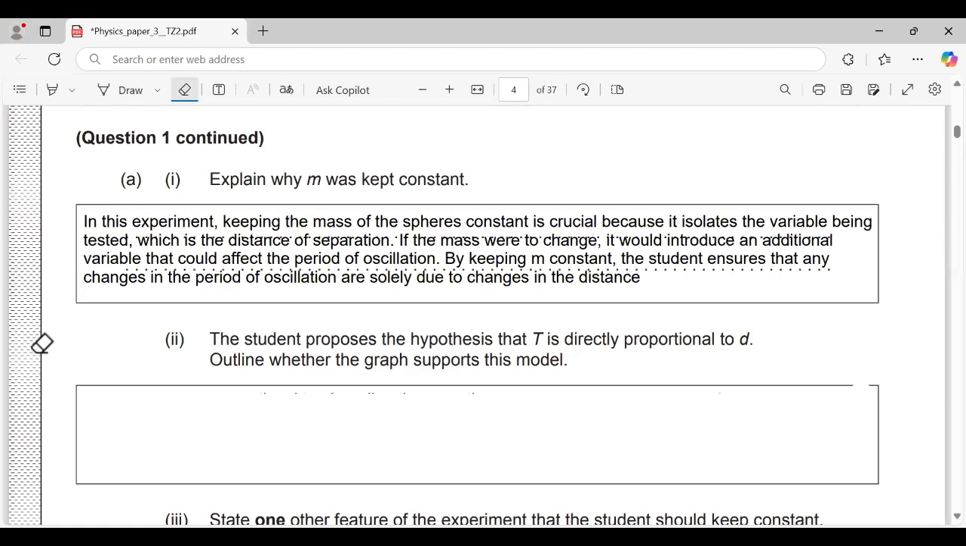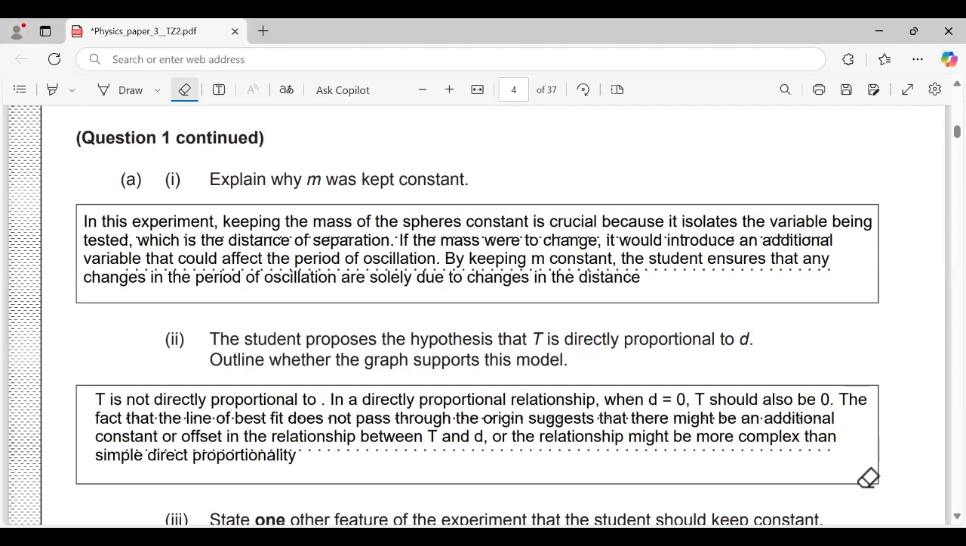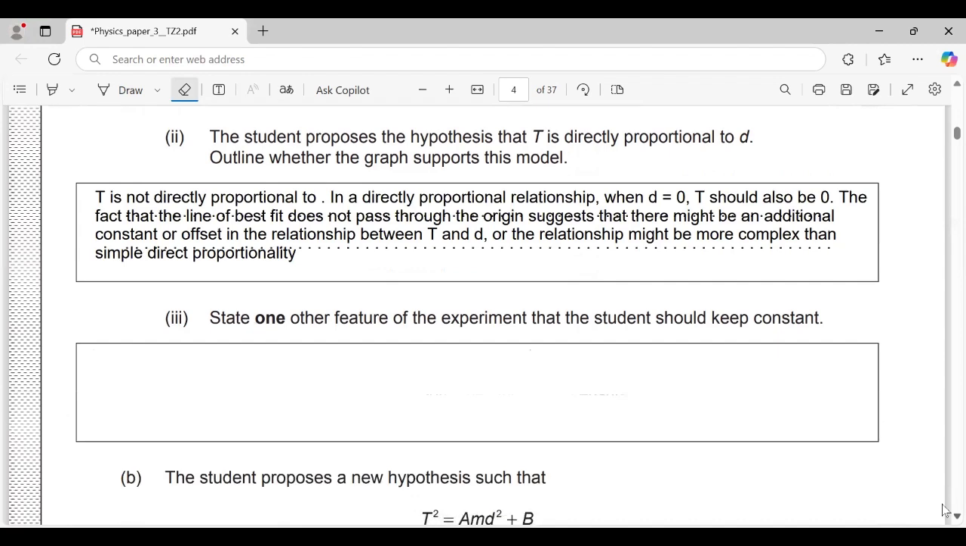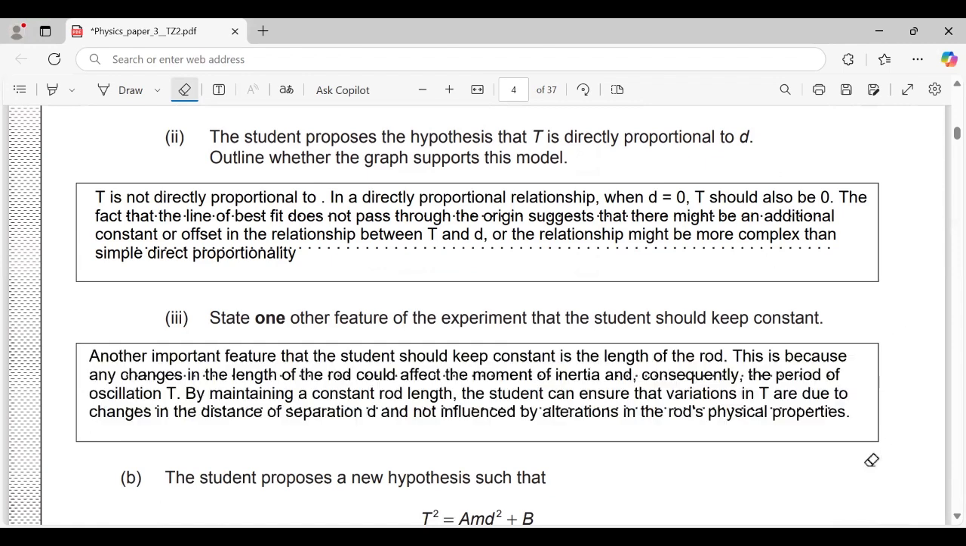And the second one, the student proposes the hypothesis that T is directly proportional to d. Outline whether the graph supports this model. Also, I have provided this. State one other feature of the experiment that the student should keep constant. Also, I have provided my answer, my opinion for this question, this one.